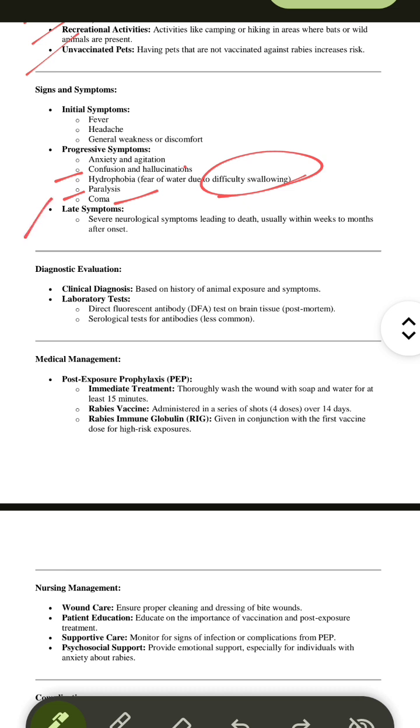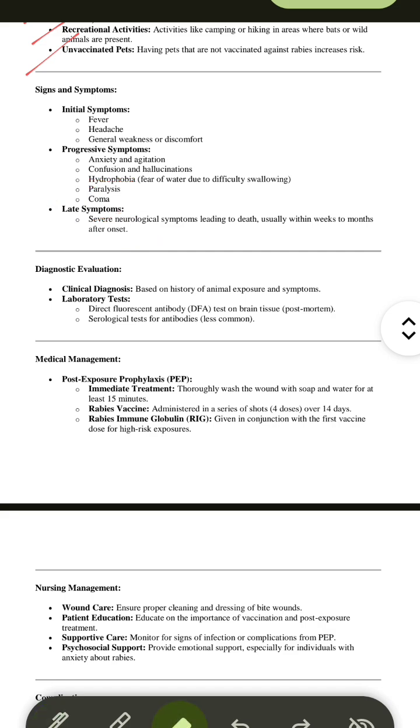Next we'll see the late symptoms. In late symptoms, severe neurological symptoms appear, which lead to death, usually within weeks to months after onset. So these are the signs and symptoms of rabies.